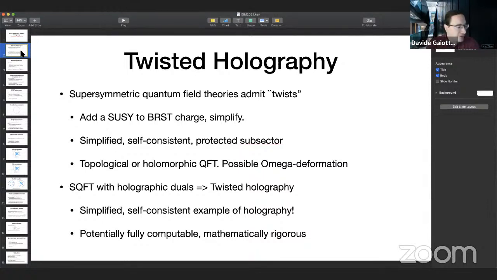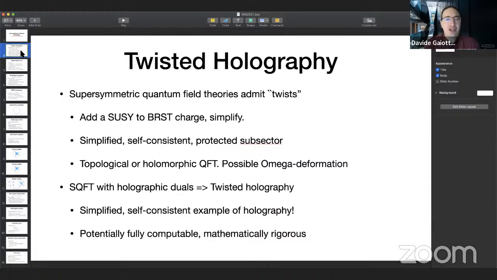So what does twisting a theory mean concretely? This is something you can do whenever your supersymmetric quantum field theory admits a nilpotent supercharge. So you just need one of the supercharges to square to 0. This is often possible, not always. For example, if you have 3D N=1 supersymmetry, it's not possible to find a nilpotent supercharge. But most supersymmetric quantum field theories admit such a supercharge.